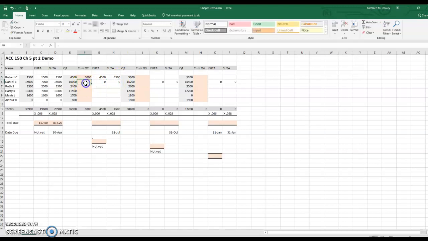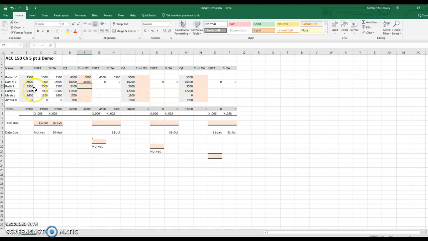Now, for Daniel, we have a cumulative of 31,000, which is way above the maximum. We see that in quarter 1, we hit the maximum on both FUTA and SUTA, and that we've already put in zeros here, so we don't need to do anything further.